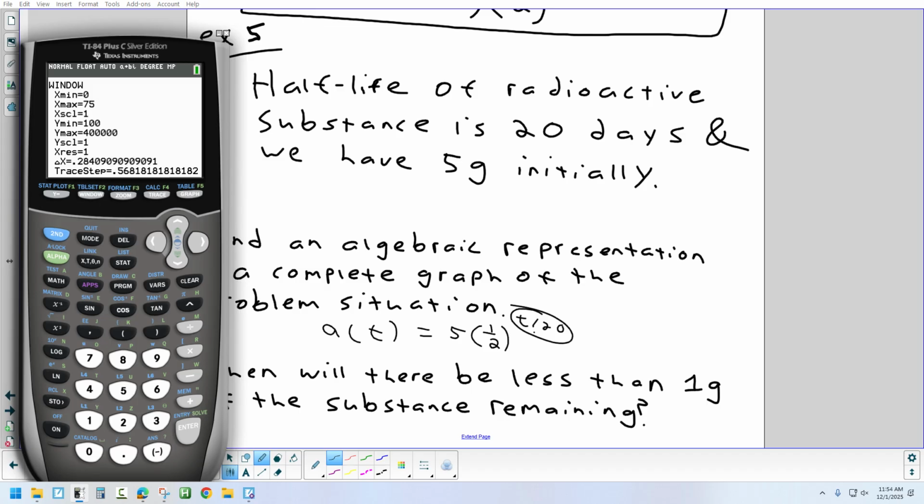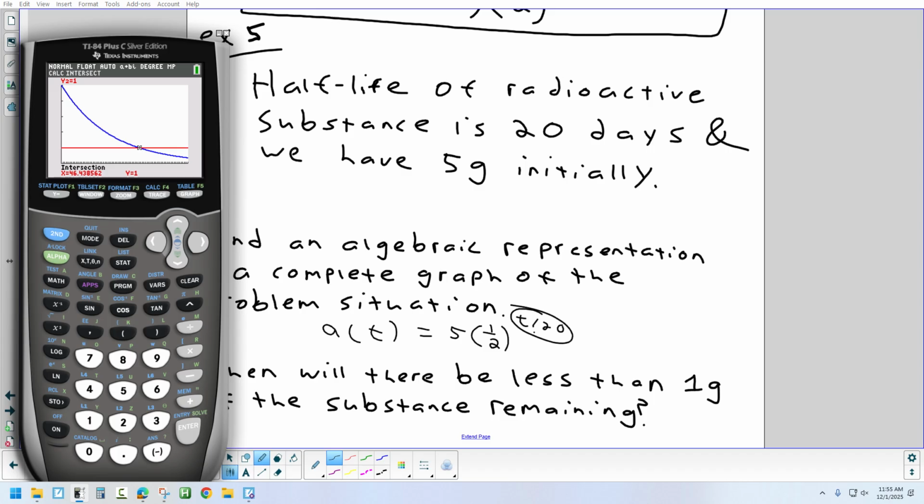What would be a good value for the minimum that we're going to approach, but never reach? 0. Yeah, you'll never reach 0. If you just keep taking half of a number, it never gets to 0. And what would be a good value for the maximum? 5, that's what we're starting with. So there's our decay. We need to get under 1. Okay, so what do we have to do now? Find the intersect.